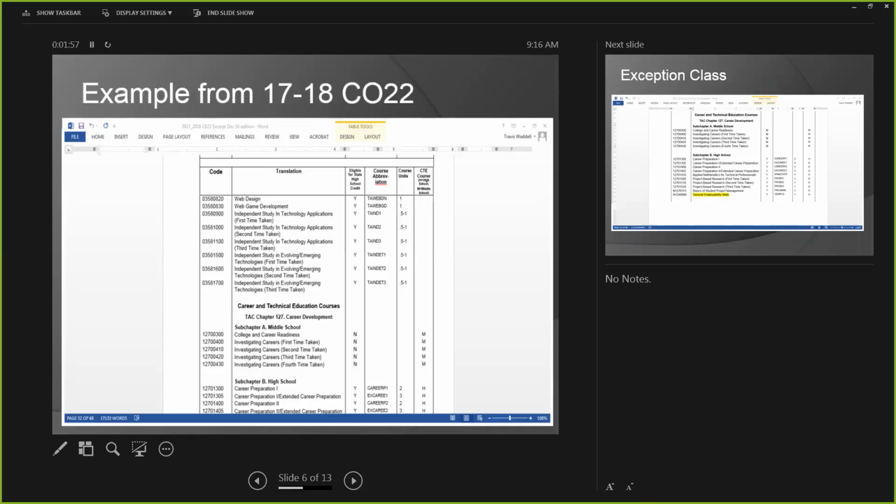If we look in the far right column, in that 6th column, you'll see that the first few classes like web design and web game development are essentially elective classes. They are not eligible for CTE funding.